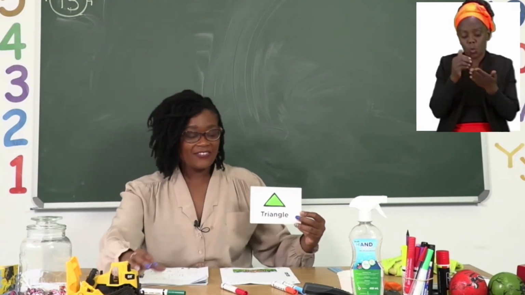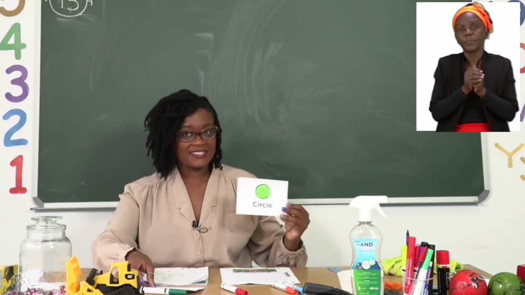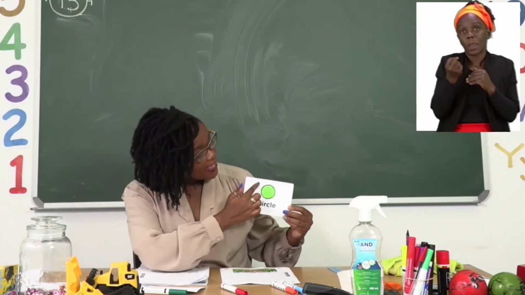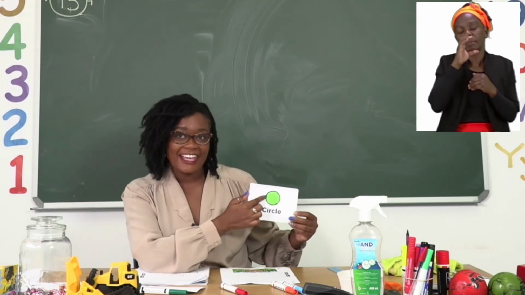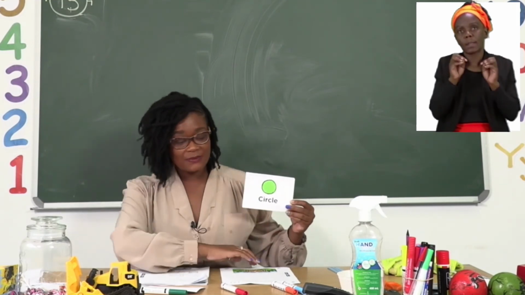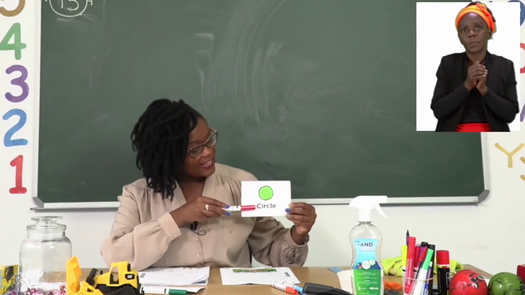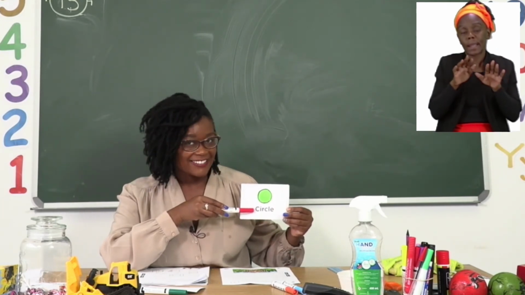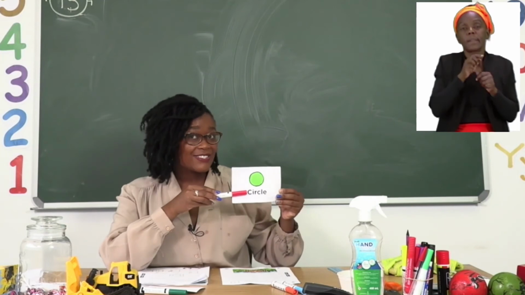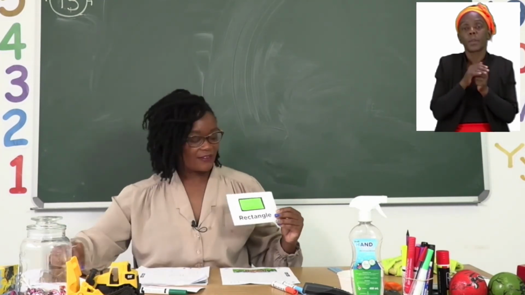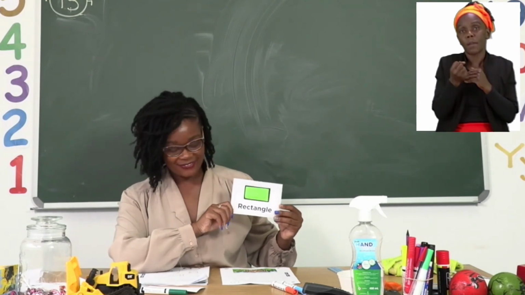And then after that, the next one that you can see is a circle. Now a circle has one round edge with no corners, and we say circle. You're going to be using the red color to color all the circles in your exercise. So don't forget, circle. And then after that, we have our rectangle.